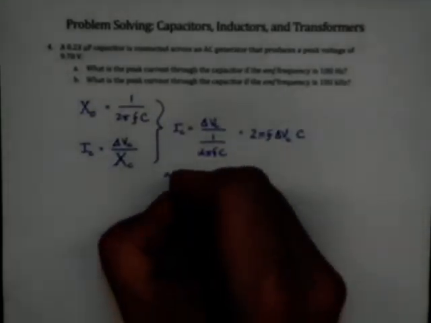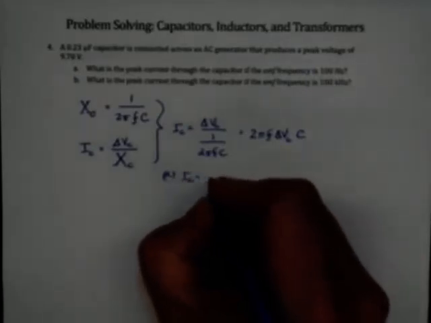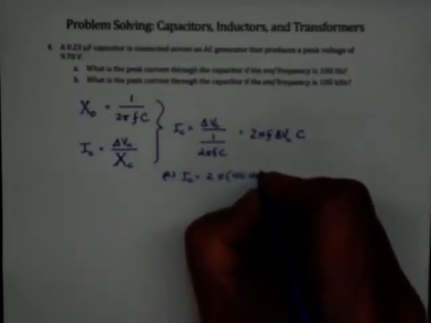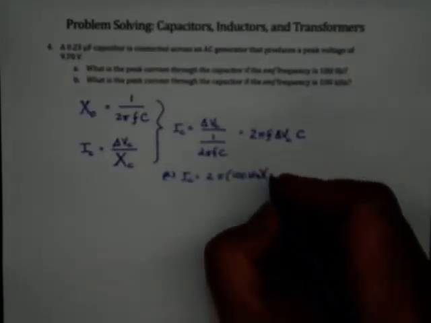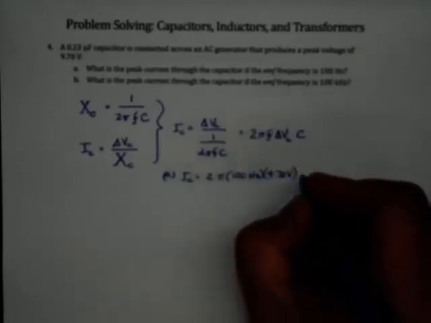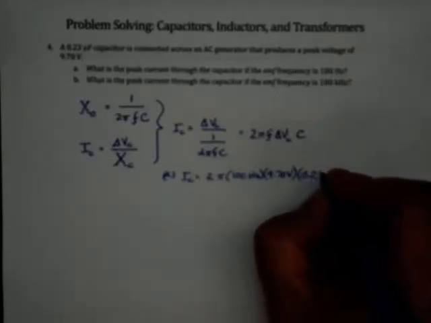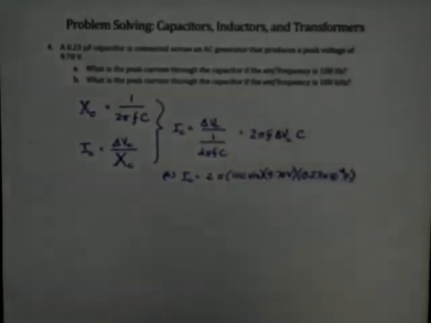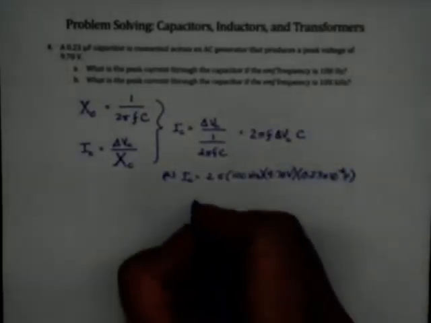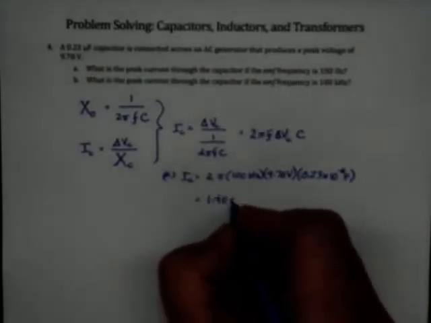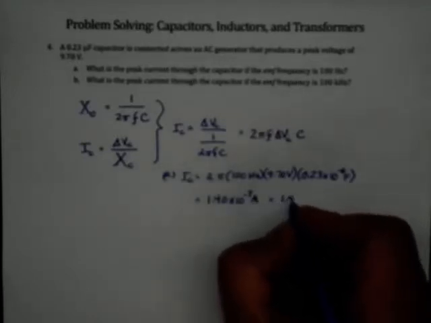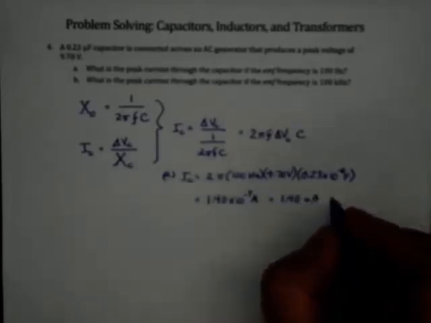So if we go ahead and plug in what is known here, the peak current is going to be 2 pi. The frequency we'll start out with as being 100 hertz. The potential difference across this is 9.7 volts. The capacitance is 0.23 microfarads, so that's 0.23 times 10 to the negative 6 farads. And if we punch all that into a calculator, we get 1.4 times 10 to the negative 3. The units of current are amps, or if you prefer, we can write that as 1.4 milliamps.